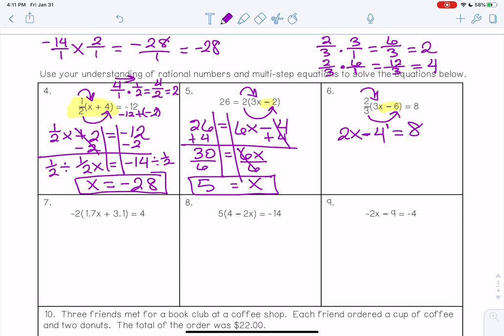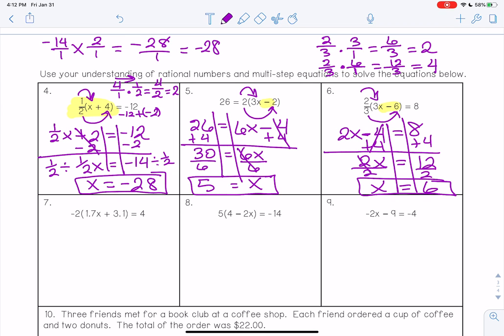Now we're ready to do the river. So I'm going to draw the river. I'm going to add 4 to both sides, because remember, you do order of operations backwards, so addition comes before multiplication. And I get 2x equals 12. Divide both sides by 2, and you get x equals 6. Or you could have thought of it as what times 2 gives you 12, which is 6.